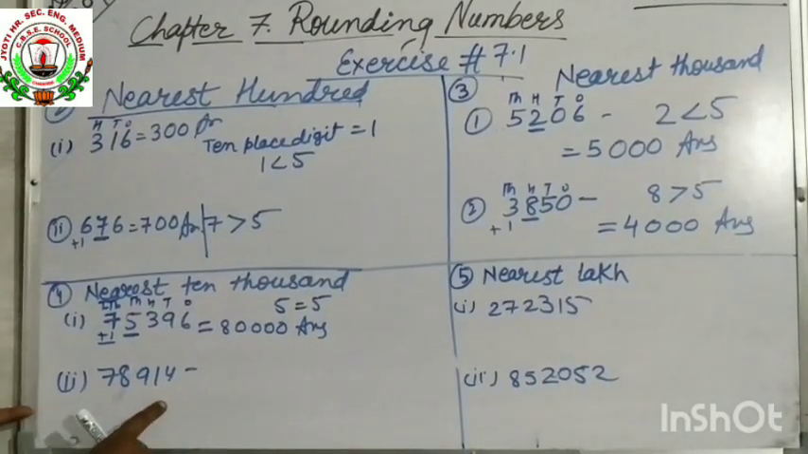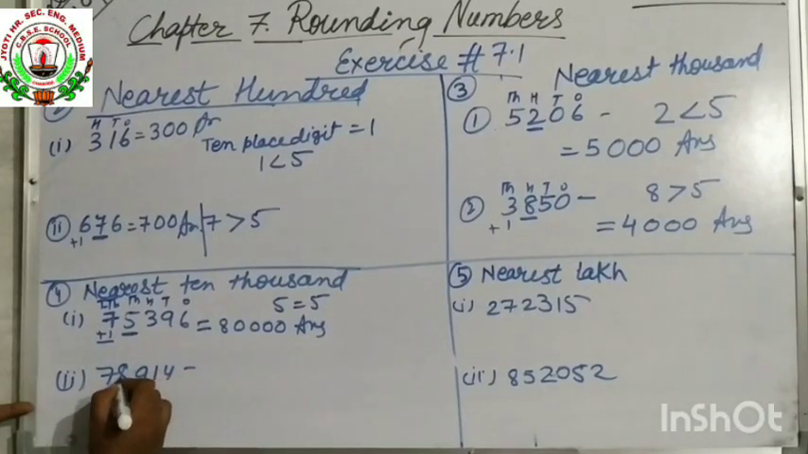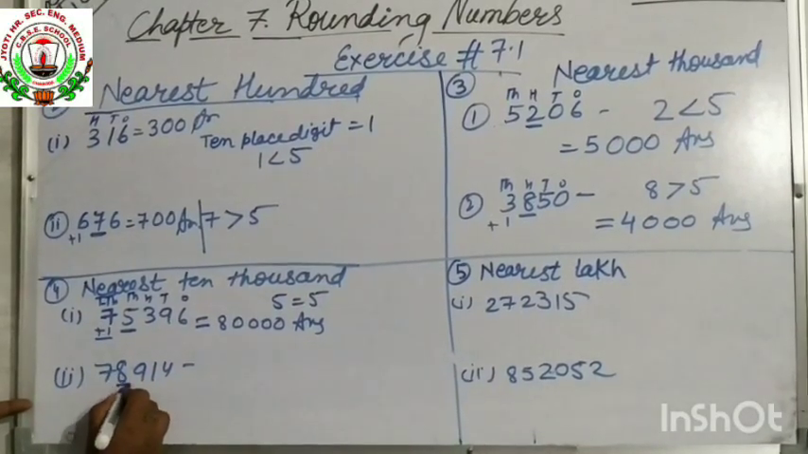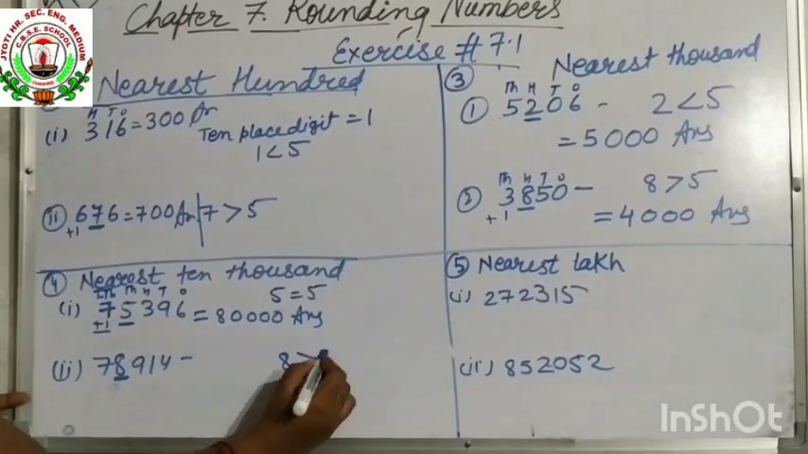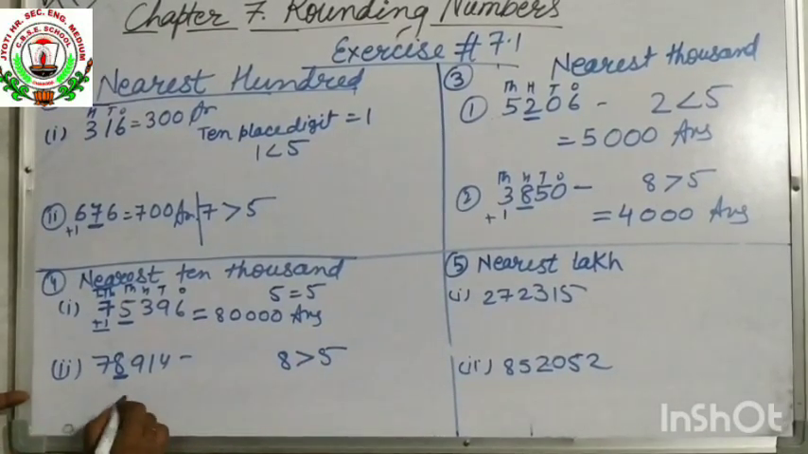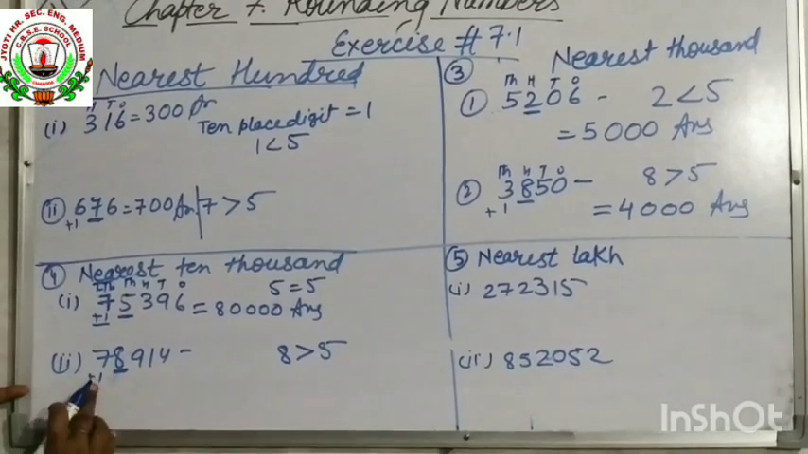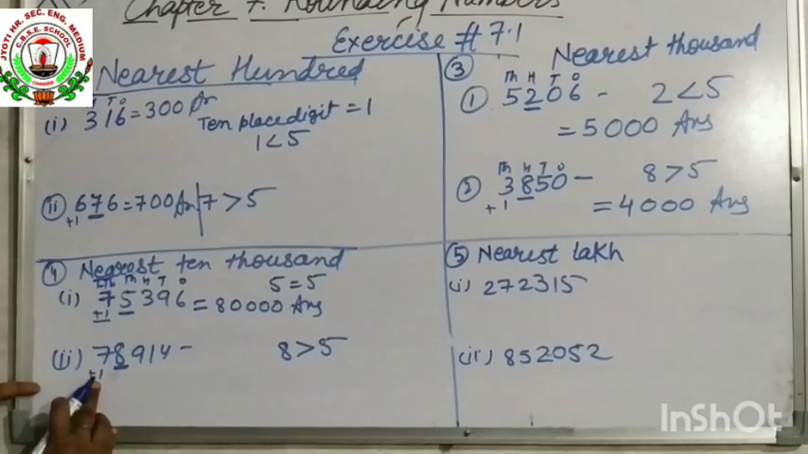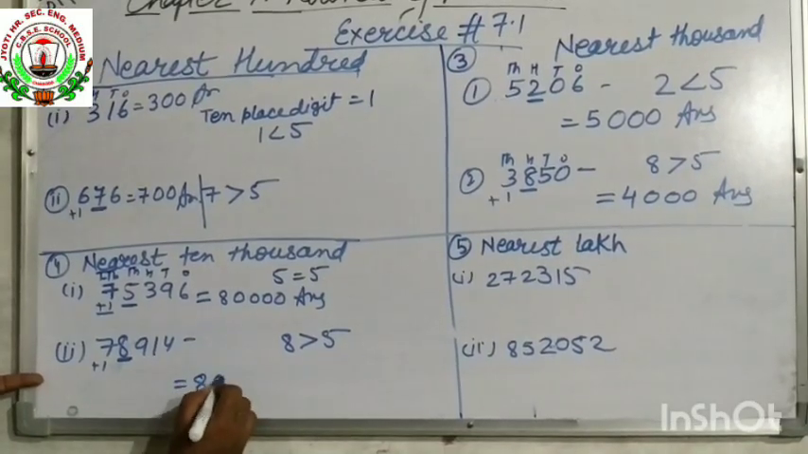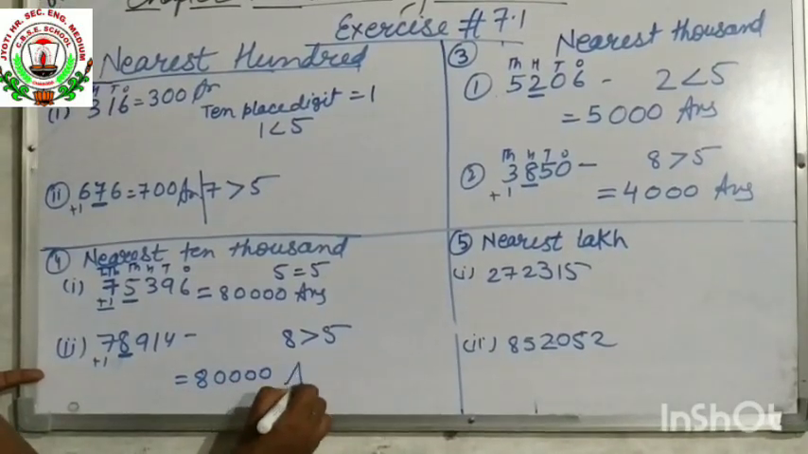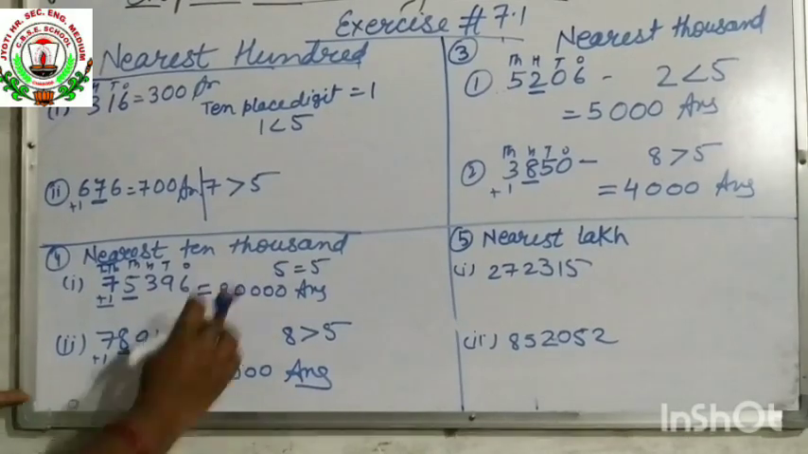Understood? Now next, here again, it is ones, tens, hundred, thousand, 10,000. So we have to see the thousand place number, which is 8. 8 is greater than 5. So if it is greater than 5, here you will add 1 to the required number of rounding. That 7 plus 1 is 8, and all the digits will be 0. So it is the nearest 10,000.